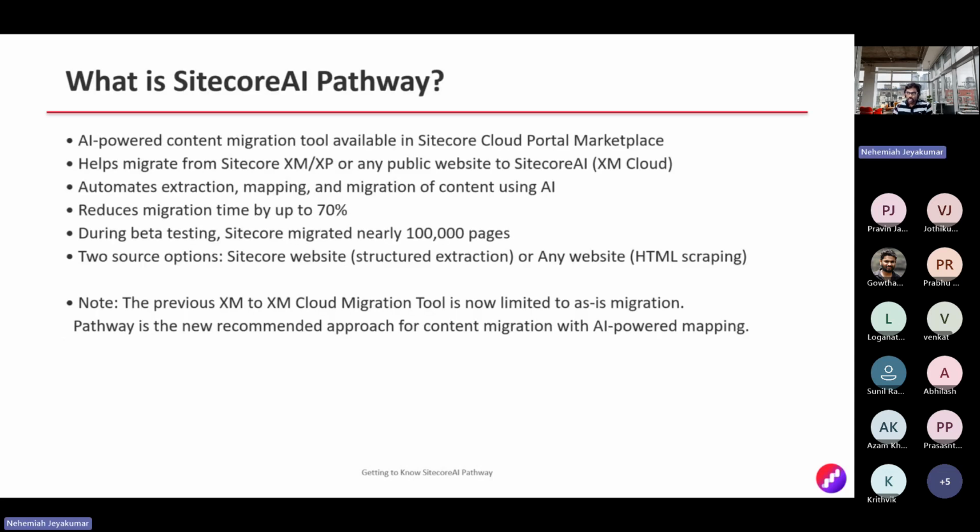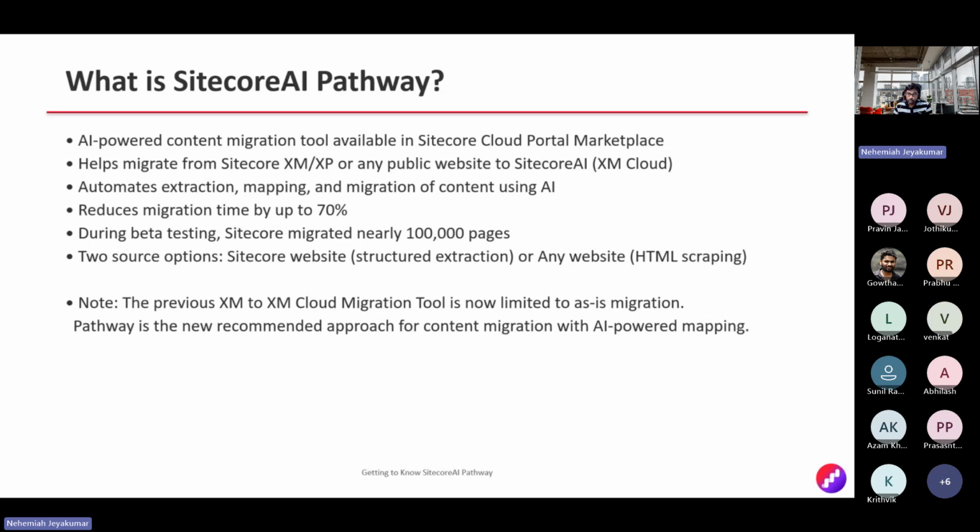And what is SitecoreAI Pathway? It is an AI-powered content migration tool, or app, which is available on the Sitecore Cloud Portal as a marketplace app. It helps to migrate content from a traditional Sitecore XM or XP site, or even from any public website, into SitecoreAI. The AI automation involves extraction, mapping, and migration. Sitecore says it reduces migration time by 70%, and during beta testing they said they migrated 100,000 pages using this app.